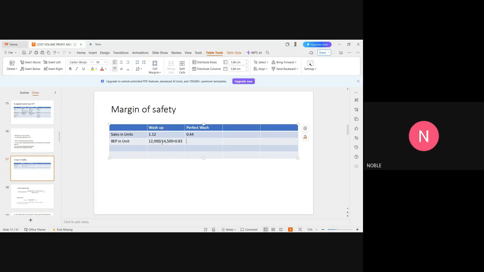0.83. So that is your break-even point in units for Workshop. Now for Perfect Wash, it will be what? 12,000 divided by 37.5. So we have it as what?